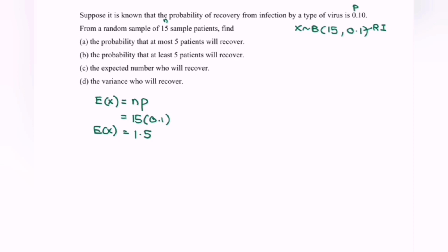D, the variance of those who will recover. So the variance is equal to npq. So multiply the situation, 15 multiplied by 0.1 multiplied by 0.9, and we will have the variance equal to 1.35.